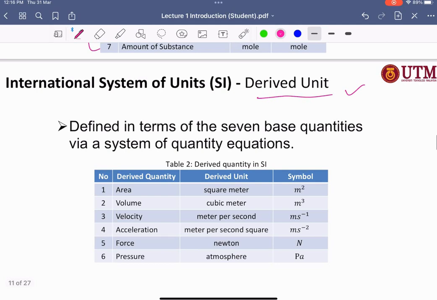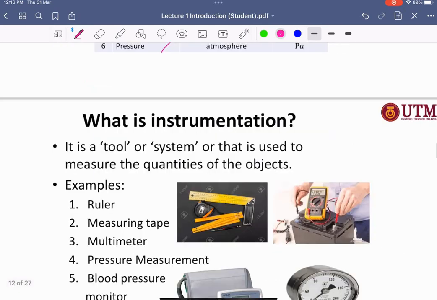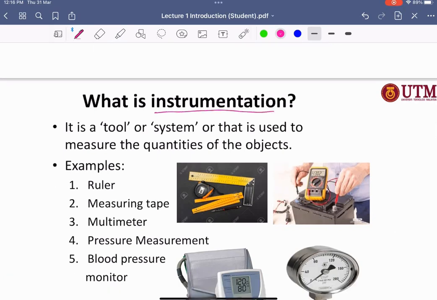You do a process to measure something. When you want to measure something, you need a tool, which means you need instrumentation. A simple instrumentation is, if you want to measure length, you just need a ruler, or anything that has a scale, so that it can do the measurement.